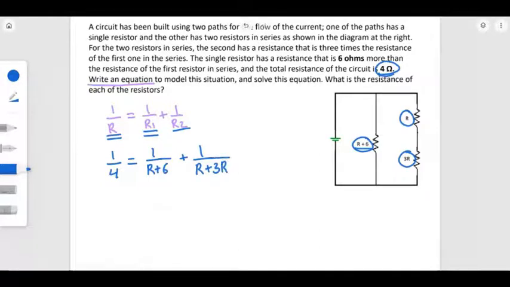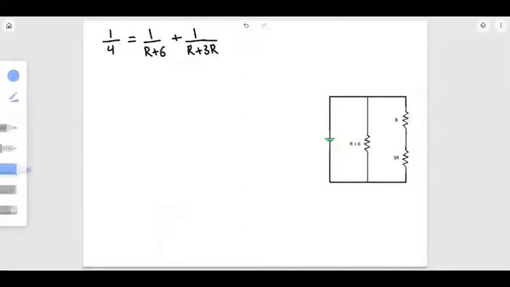We found our equation. Now that we found our equation, we need to solve it. So our equation is 1 over 4 equals 1 over R plus 6 plus 1 over R plus 3R. As you can see here, we need to add them. So we're going to add them: 1 over 4 equals 1 over R plus 6 plus 1 over 4R.